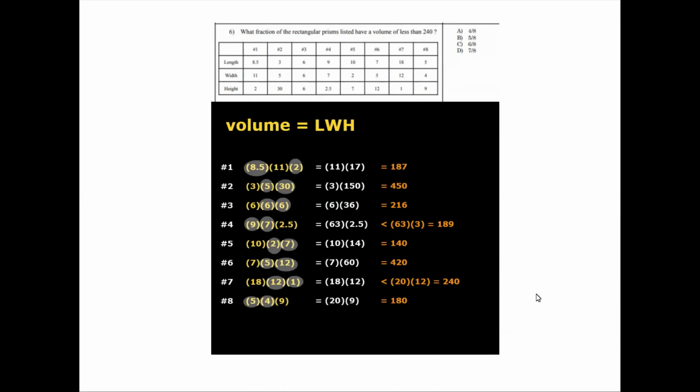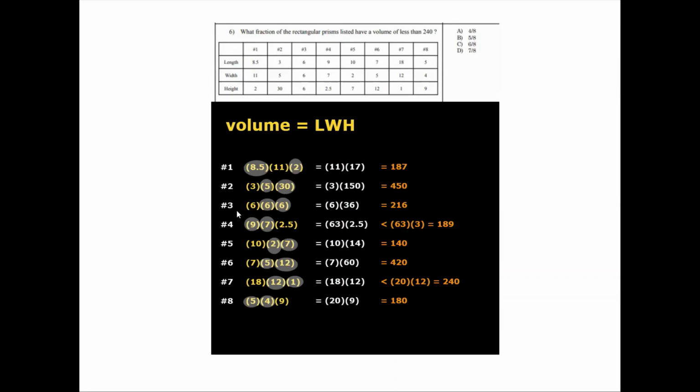If you look at the way I listed all 8 of these rectangular prisms, if I saw a decimal, I would multiply it by 2 or scale it up to try and reach a whole number to make the product easier. Again, I can do this without a calculator. For example, for prism number 1, 8.5 times 11 times 2 is 11 times 17. Well, 11 times 17 is the same as 10 times 17 plus 17, which is 170 plus 17, or 187.